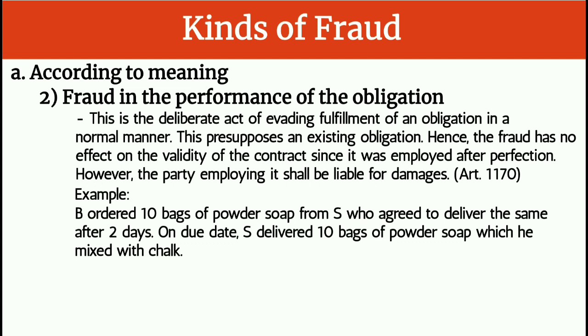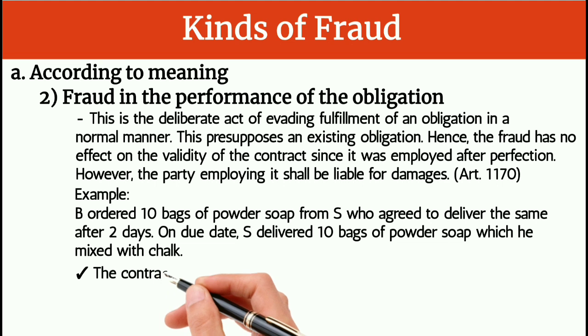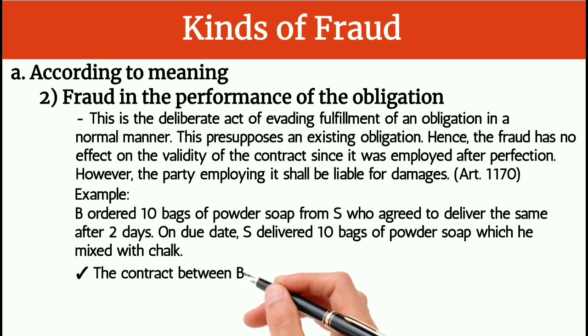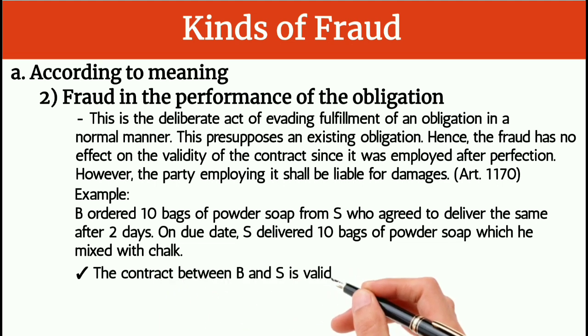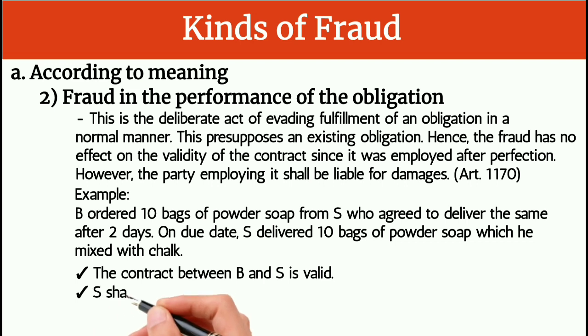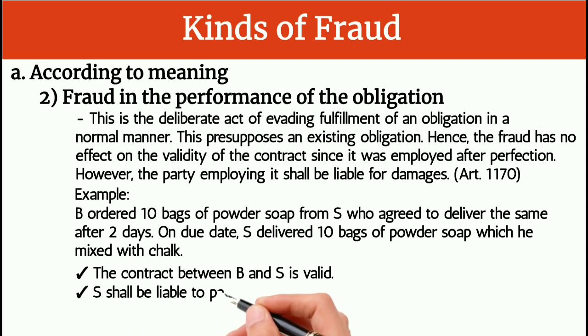So it is clear that there is a fraud in the performance of the obligation. In this case, the fraud does not affect the validity of the contract. Meaning to say, the contract between B and S is valid. But take note, S shall be liable to pay damages.